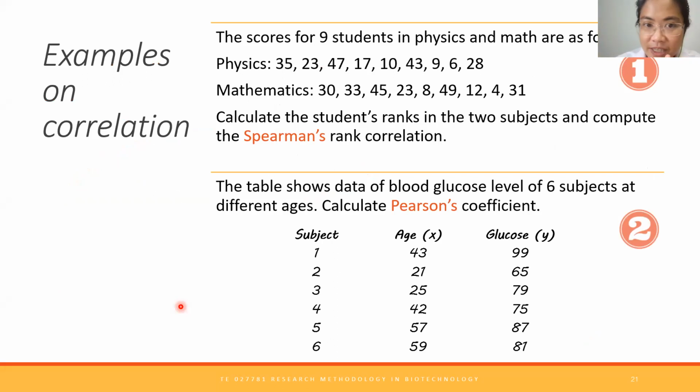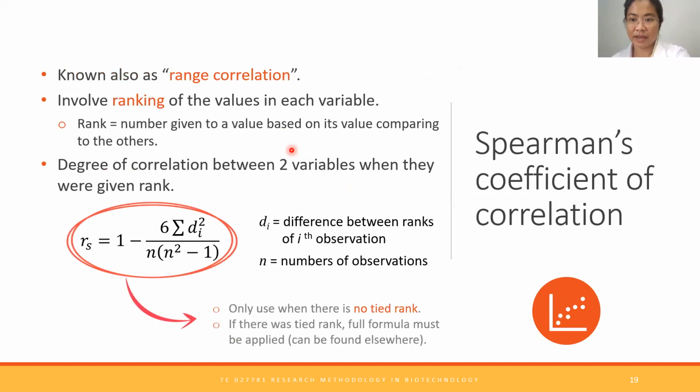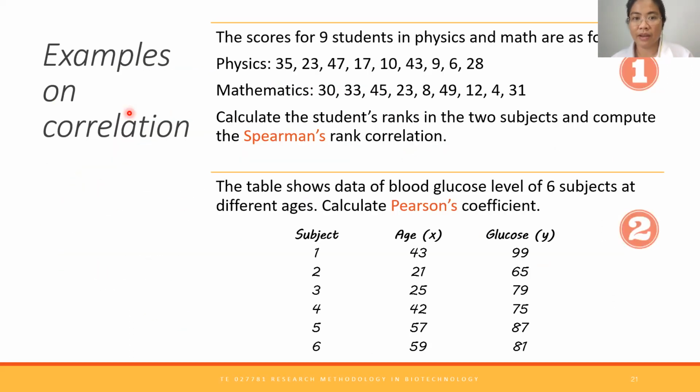The first example is about the Spearman rank. So the Spearman's rank is a rank correlation. It involves ranking, putting people in number 1, number 2, and number 3, and so on. We see the Spearman rank correlation first.